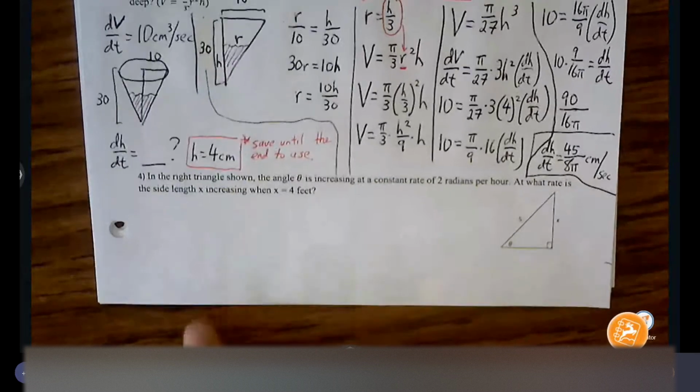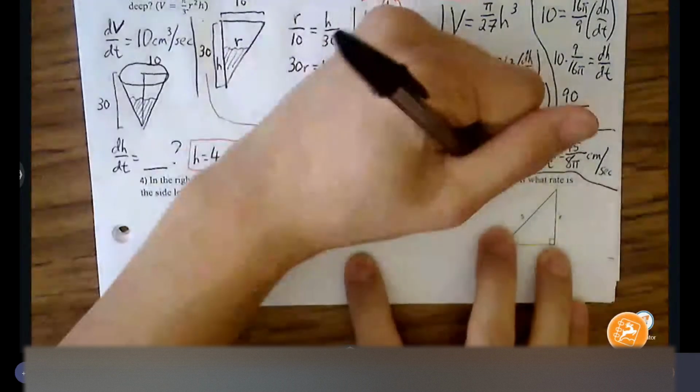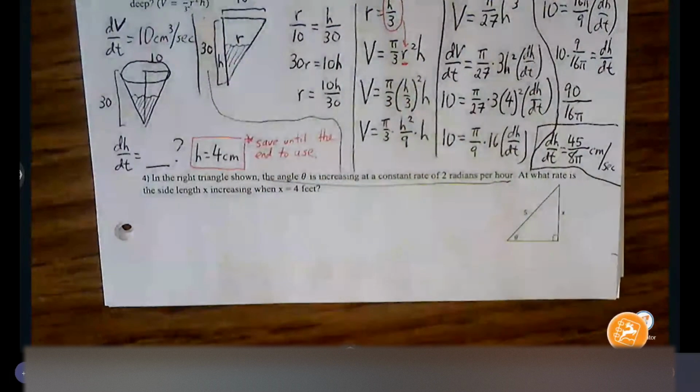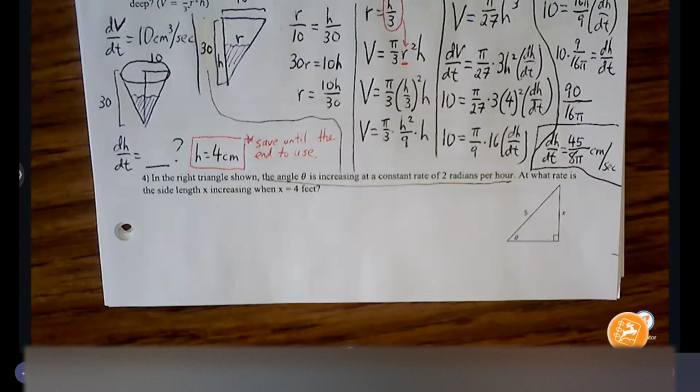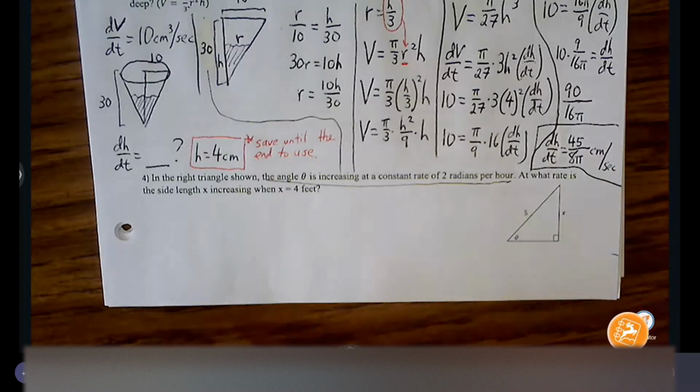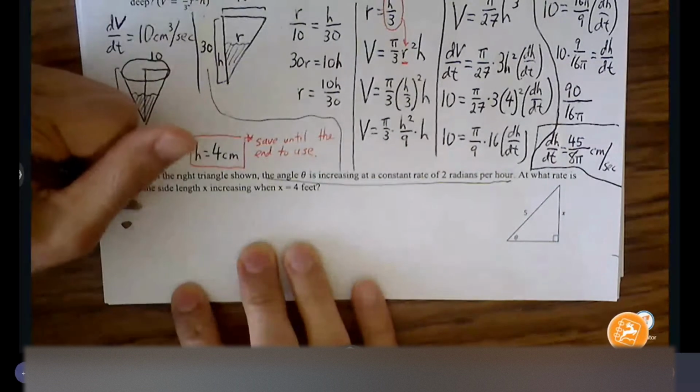It says in the triangle shown, angle theta is increasing at a constant rate of 2 radians per hour. So what can we assign that 2 radians per hour to? d theta dt. Good, right? We know it's involving theta, but then we have all these contextual words, right? Increasing, you see radians per hour, you know that time is involved. So we're going to have to make it d theta dt.